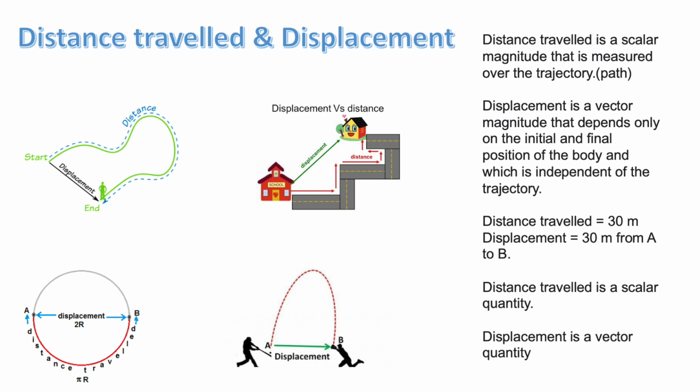Distance traveled is a scalar magnitude that is measured over the trajectory. Displacement is a vector magnitude that depends only on the initial and final position of the body and which is independent of the trajectory. For example, for a measurement we can say distance traveled equal to 30 meter. But if we say displacement, it is 30 meter from A to B. Distance traveled is a scalar quantity, but displacement is a vector quantity.